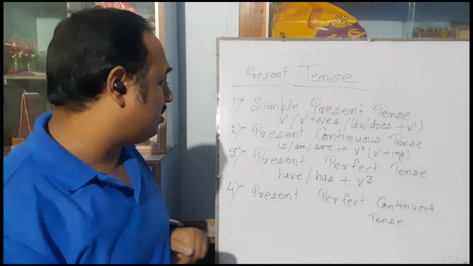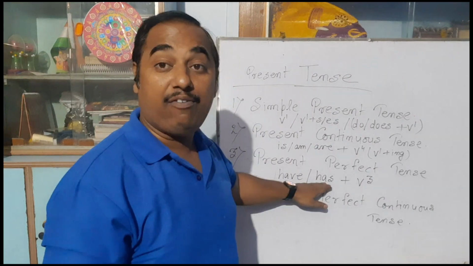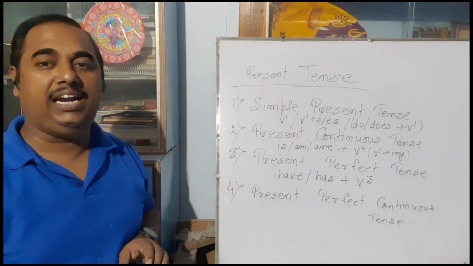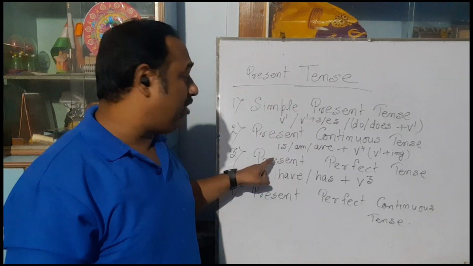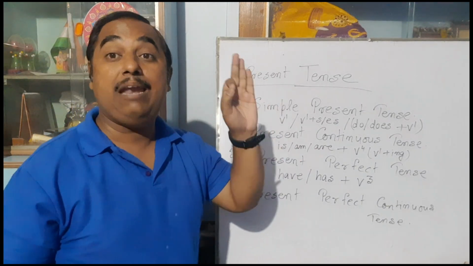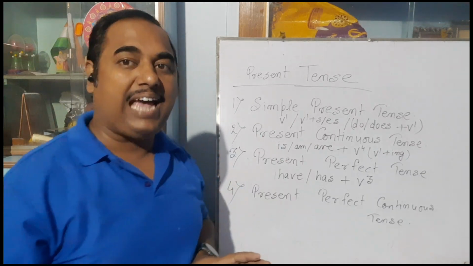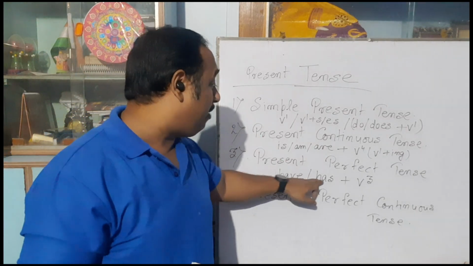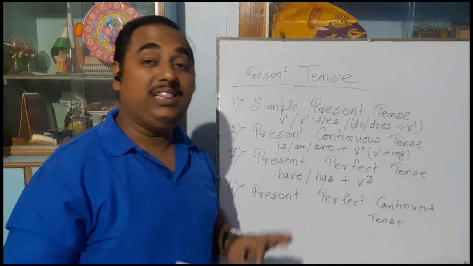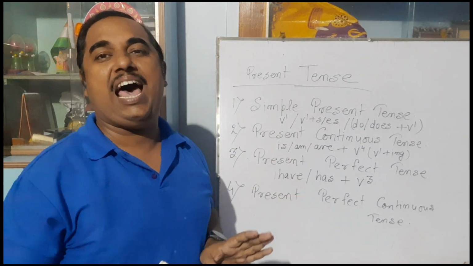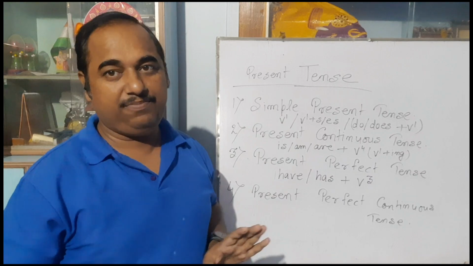So you have to see have, has, and with have, has, there should be V3. If that is present in the sentence, then that will be known as present perfect tense. So it's very easy to understand. You have to just see the helping verb and main verb. With the help of these two things, you can easily understand which tense that is.